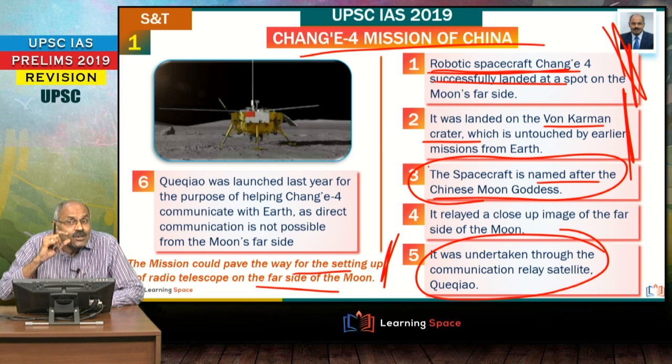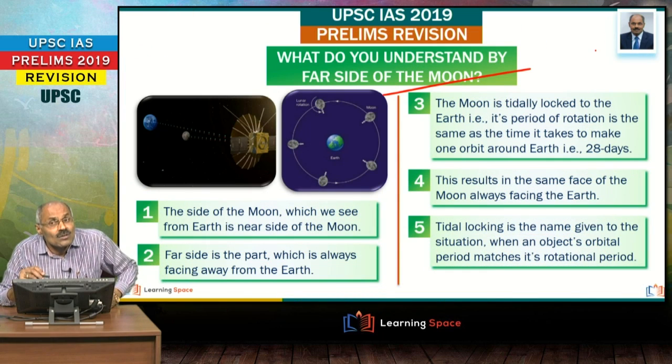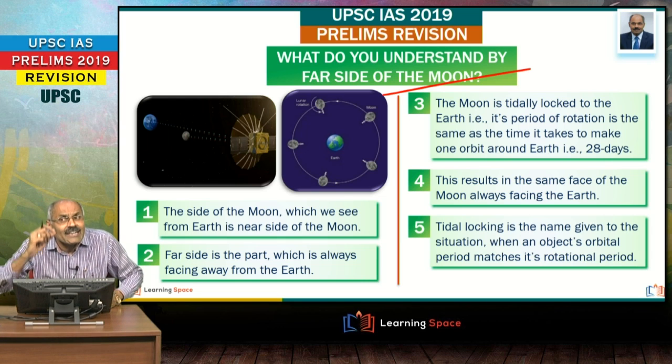Queqiao is the communication relay satellite, please don't forget. This mission could pave the way for setting up a radio telescope on the far side of the moon, as it is a good location for radio astronomy because it is free of disturbances. Right friends, before understanding this, what is the far side of the moon? This situation arose because of tidal locking. What is the meaning of tidal locking?